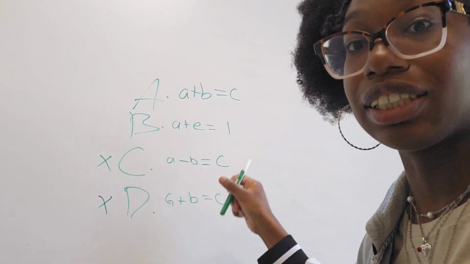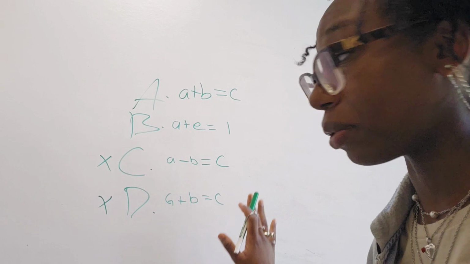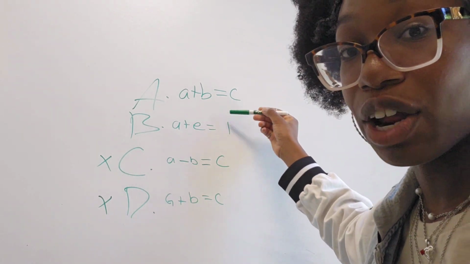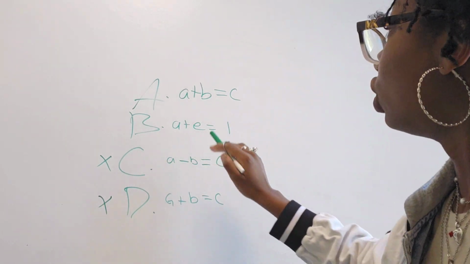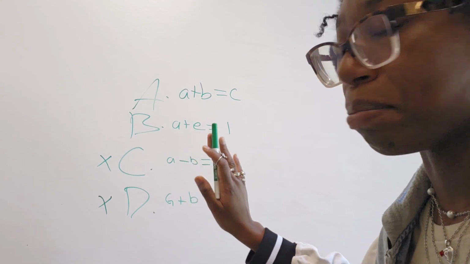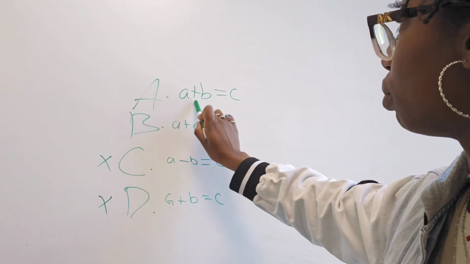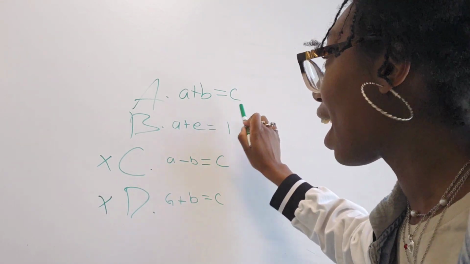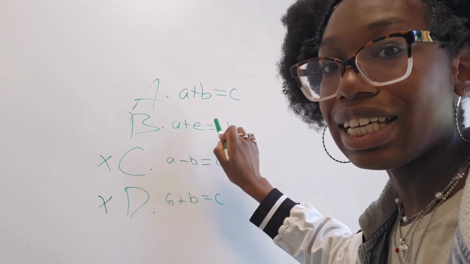But again, we need this because we need to make sure we know what we're doing. So now it's between A or B. You have the 50-50 chance. So let's see what's different about A and B. So A is A plus B equals C, right? And B is A plus E equals 1.